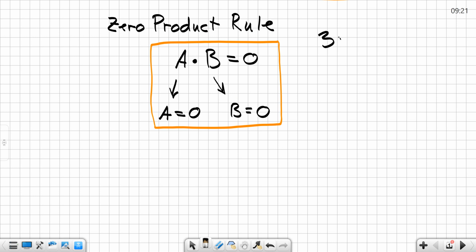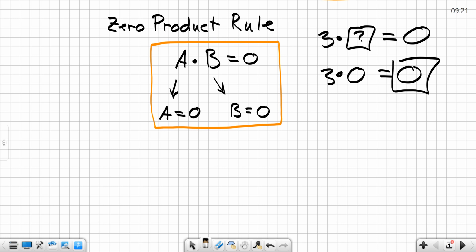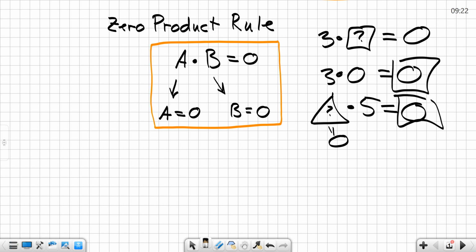For instance, 3 times a number that I'm thinking of, and the result is equal to 0. Well, what number can this possibly be? Well, it has to be 0, because otherwise you won't end up with 0 on the right side. And this works in the same way if the first number is some mystery number and I multiply it by, let's say, 5, and the result again is 0. This number in here has to be equal to 0, otherwise the product altogether cannot be 0.